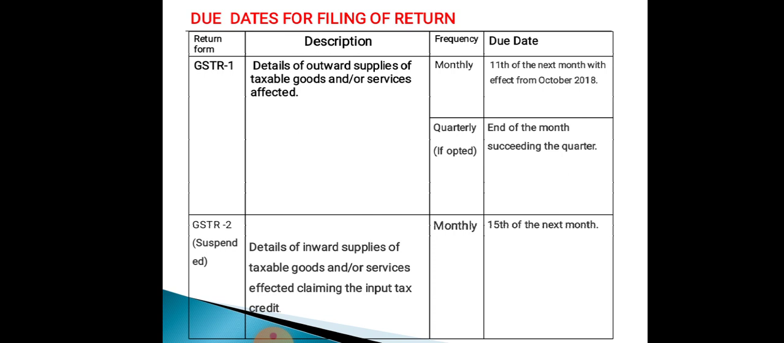Frequency: monthly. Due date: 15th of the next month. As per the Act, the due date for filing of GST return 2 is the 15th of next month. There is a 5-day gap between GST return 1 and GST return 2 filing to correct any errors and discrepancies. For businesses with turnover less than 1.5 crores, quarterly returns are applicable, whose due dates will be announced later.